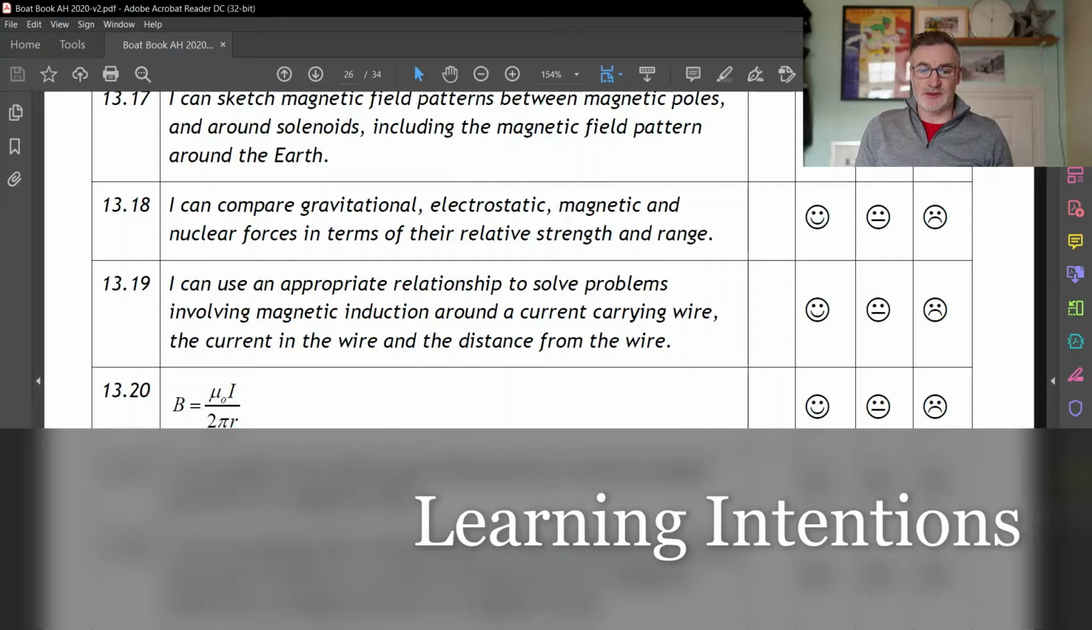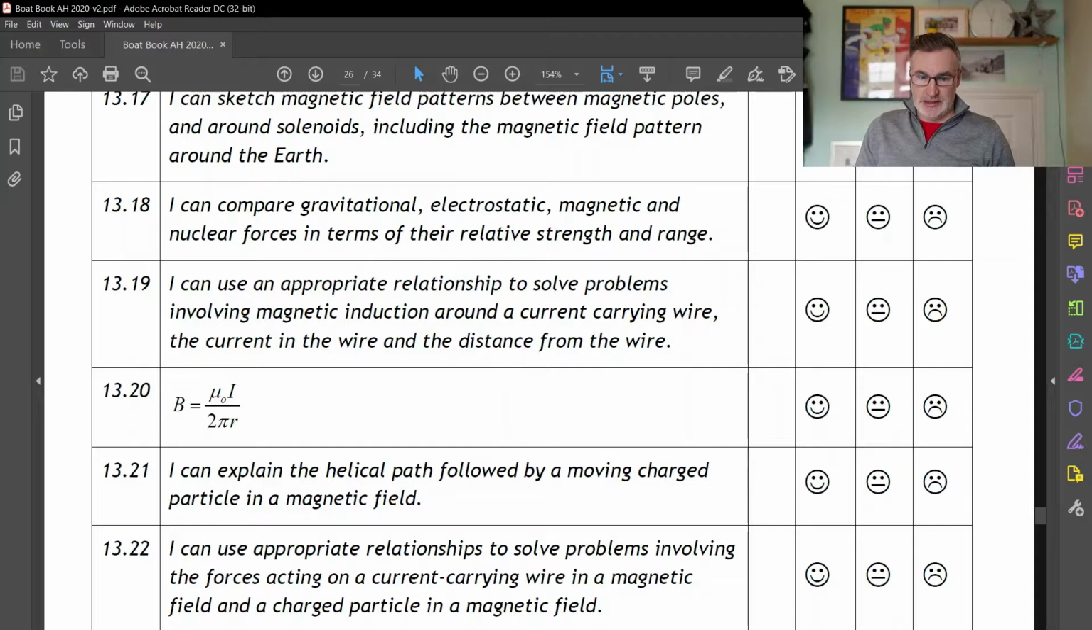So the learning outcomes that we're going to look at are 13.21 and 13.22. 13.21 says I can explain the helical path followed by a moving charged particle in a magnetic field, and then after that we can use relationships to solve problems on the force of a current carrying wire, which we've already done in lesson 3, and then the forces acting on a charged particle in a magnetic field. So here we're really focusing on an individual charged particle in a magnetic field as opposed to current moving through a wire.